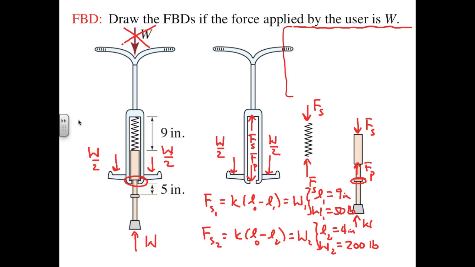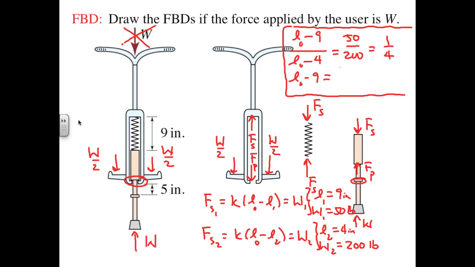We're getting a little crowded, so I'll use the space up here to continue the solution. Our two unknowns are the spring constant K and the undeformed length L0. I can take the ratio of these two equations, and the spring constant K will disappear, leaving me with (L0 minus L1), so L0 minus 9 inches, divided by (L0 minus L2), which is 4 inches, equals the ratio of the weights, which is 50 over 200 pounds, or 1/4. So I could write this as L0 minus 9 equals 1/4 of (L0 minus 4).